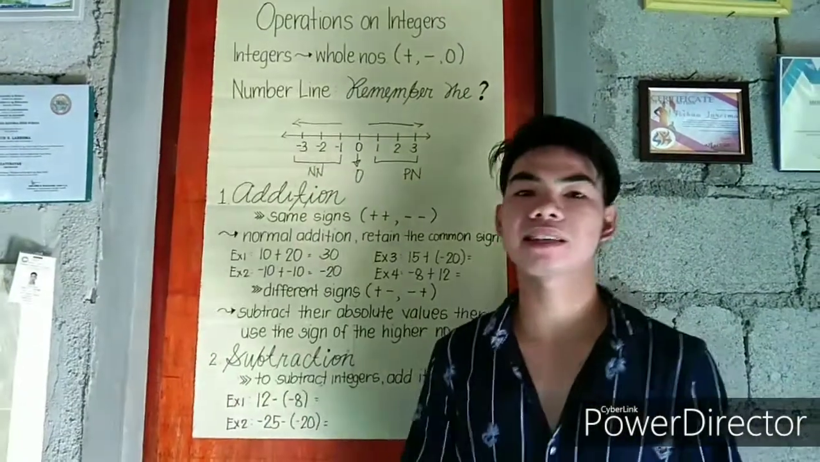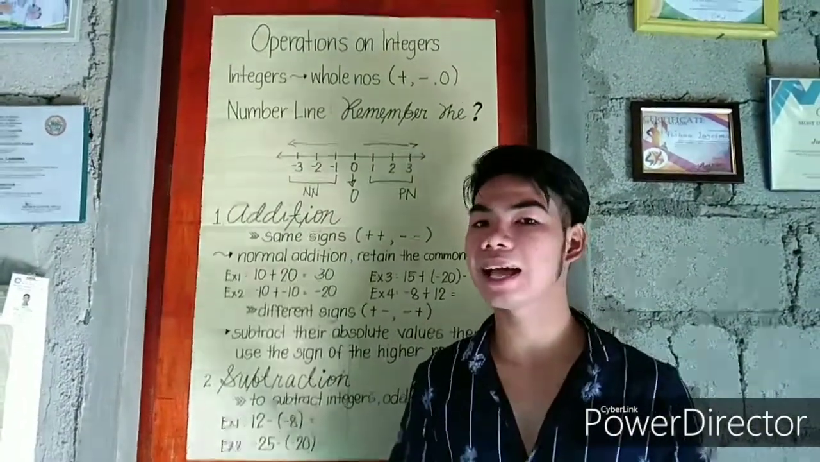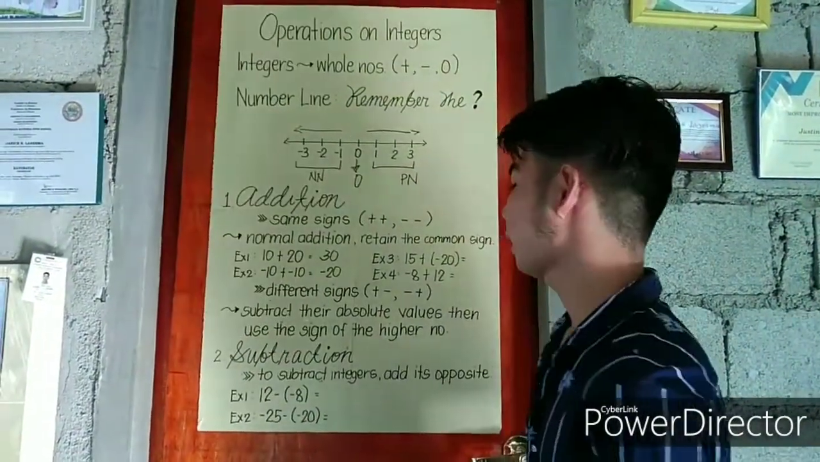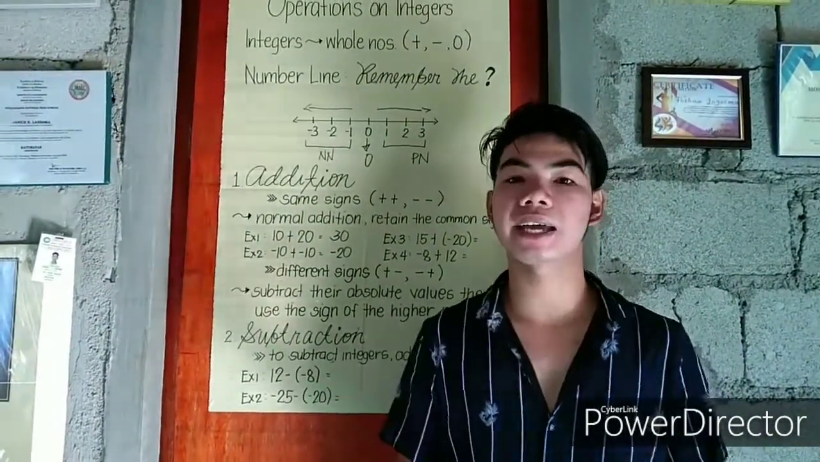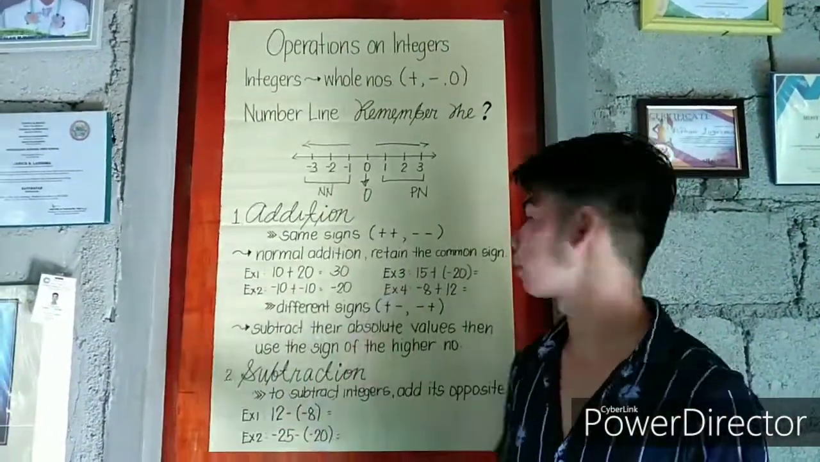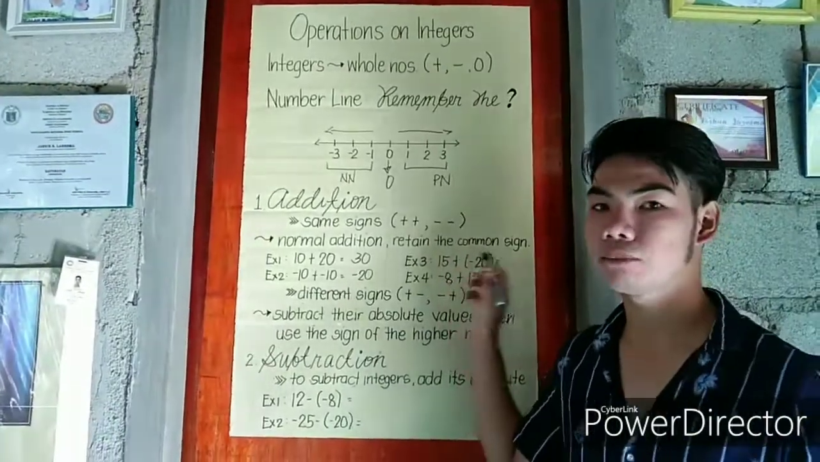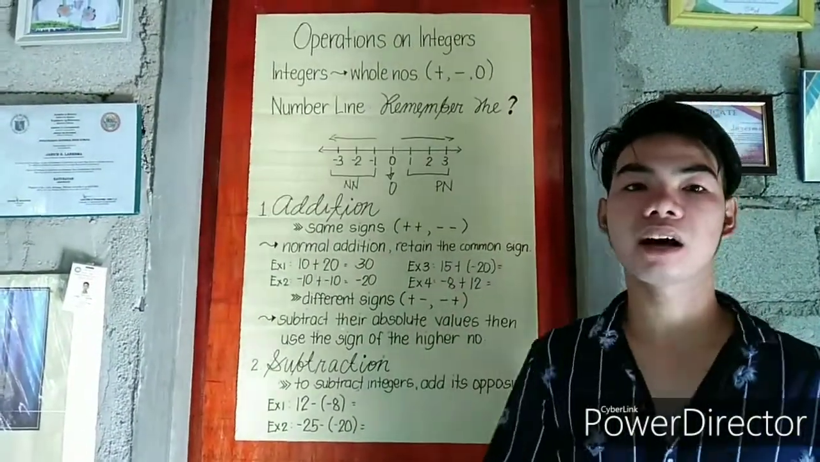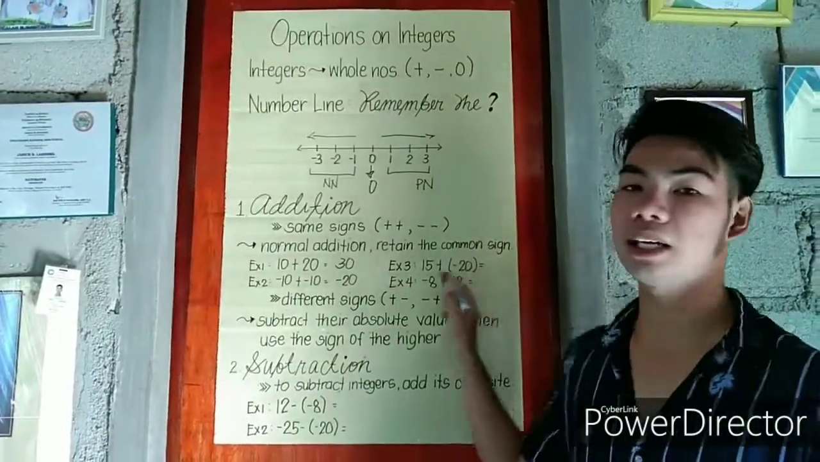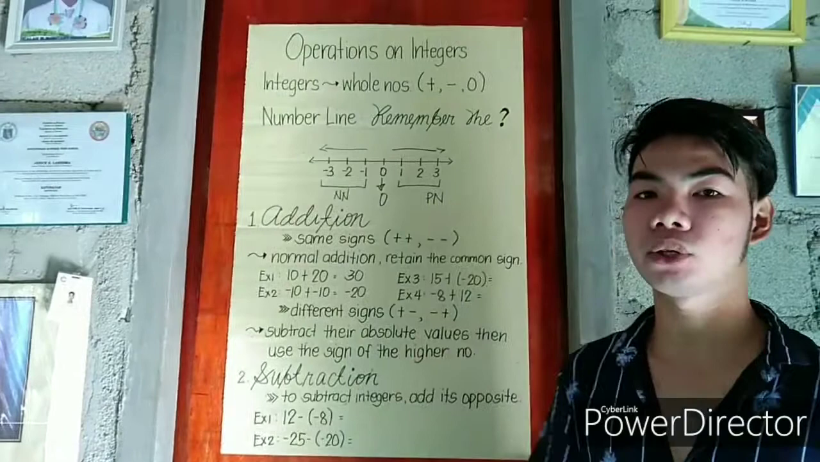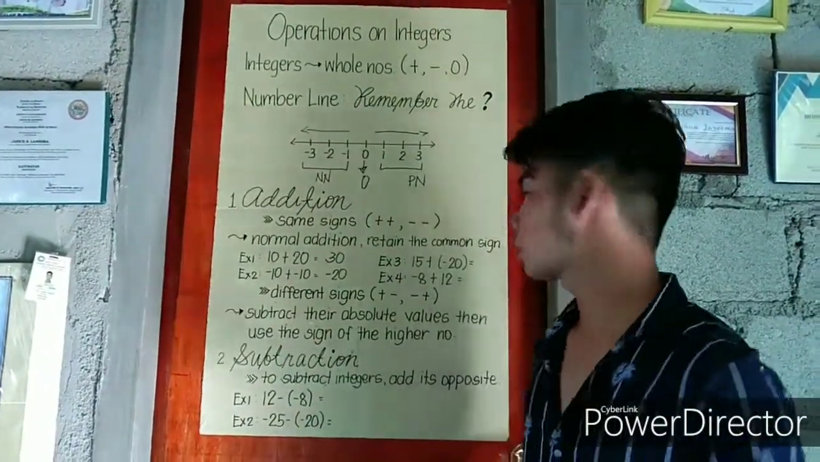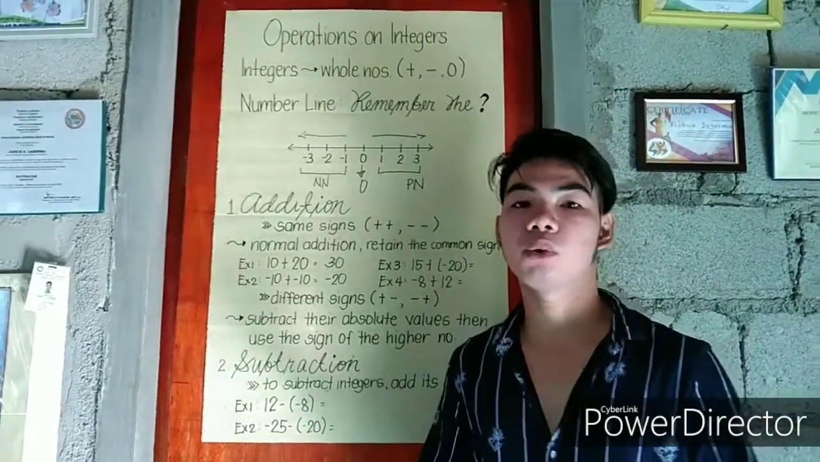How about if the signs are different or unlike? All we need to do is subtract their absolute values and prefix the sign of the higher number. Let's say for instance in example number 3, 15 plus negative 20. As you can see, the signs are different or unlike. We have positive here and we have negative here. Just subtract their absolute values. 20 minus 15 gives you 5, right?